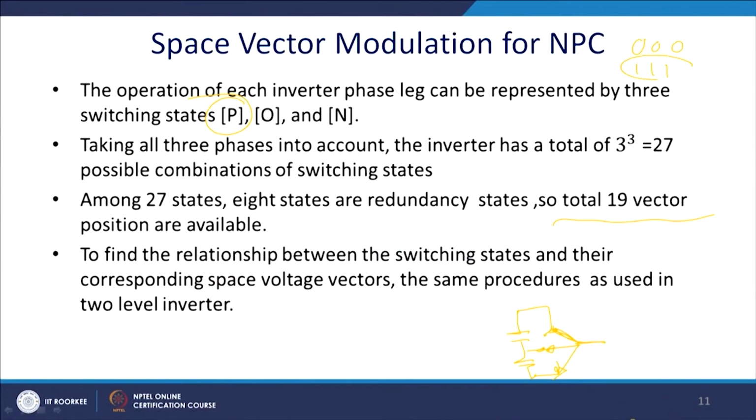And in the case of the 2 level inverter for SPWM, you know that 0 0 0 and 1 1 1 will give you the null vector. But here you will find many combinations to generate the null vector. So, you have more redundancy with the switches, and thus it gives you more flexibility and reliability. What we require to do is find out the relationship between the switching states and their corresponding space vectors. The same procedure we have used for the 2 level inverter.